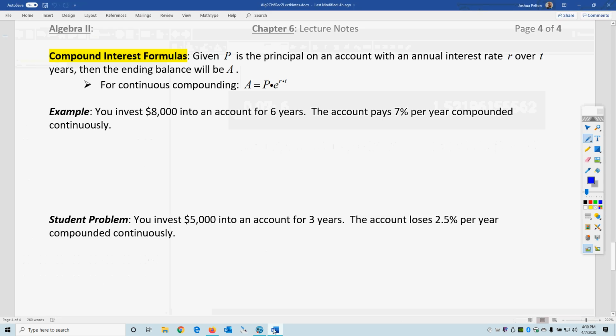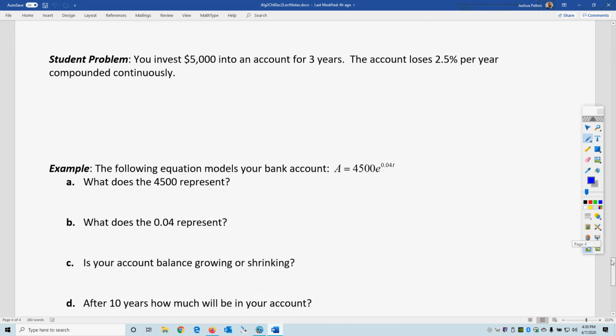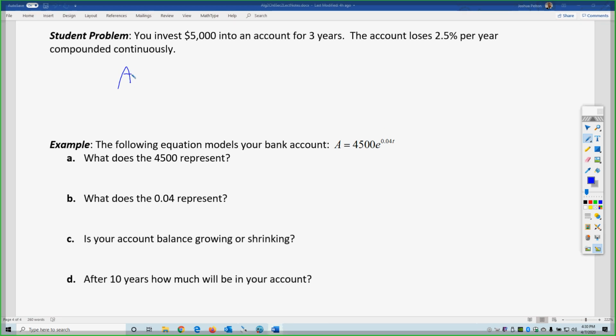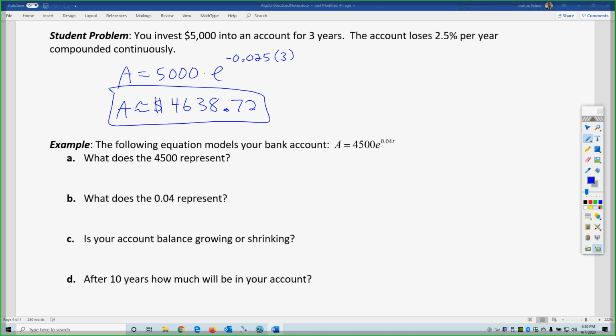All right, pause the video, try the student problem. Okay, so this is a loss problem. The original principal is 5,000. We want to know the final amount, A. So we're losing 2.5% over 3 years. So it should be less than $5,000. So it's going to be approximate. Again, do the exponent first, the power, and then multiply by the 5,000. And don't round, don't round, don't round. $4,638.72 should be your answer after you're all done there.